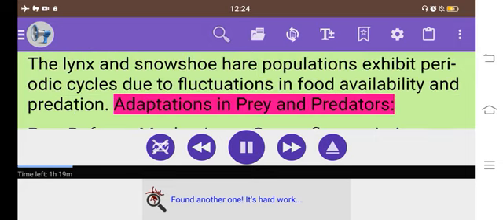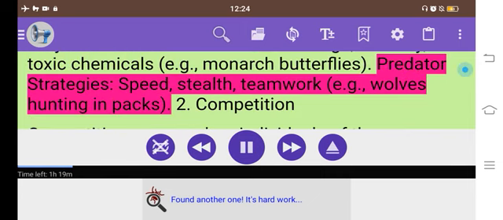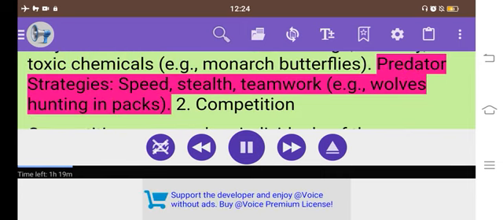Adaptations in prey and predators. Prey defense mechanisms: camouflage, mimicry, toxic chemicals, e.g., monarch butterflies. Predator strategies: speed, stealth, teamwork, e.g., wolves hunting in packs.